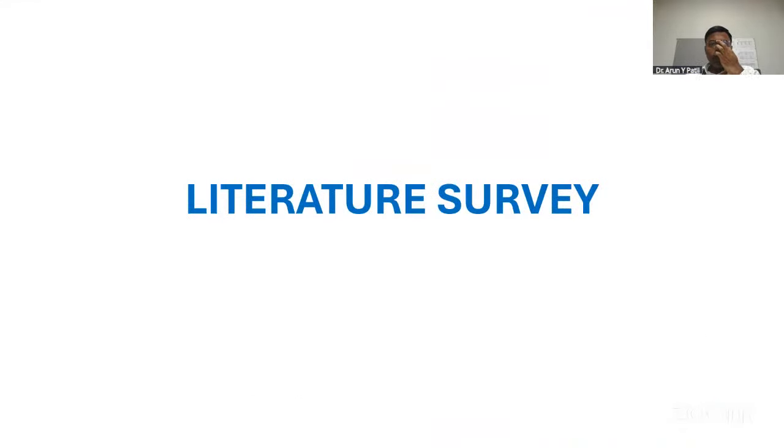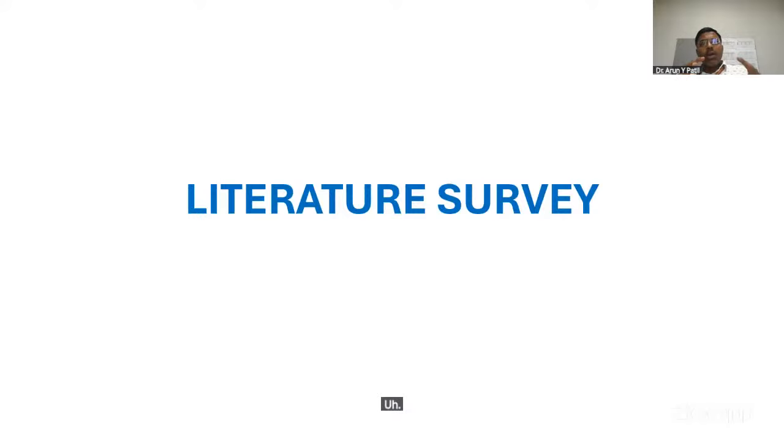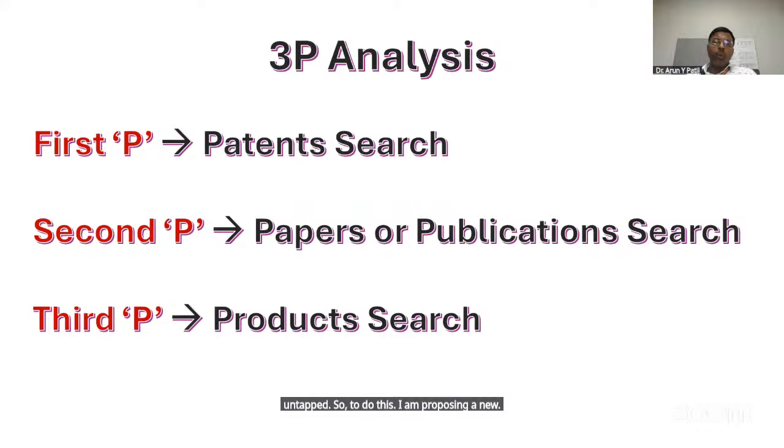Now, coming to the other part, the literature survey, I said an exhaustive literature survey has to happen. Otherwise, the majority of things will become untapped. So to do this, I am proposing a new tool called 3P analysis. I think till date, no one has proposed it. This is my own way of looking at a literature survey.